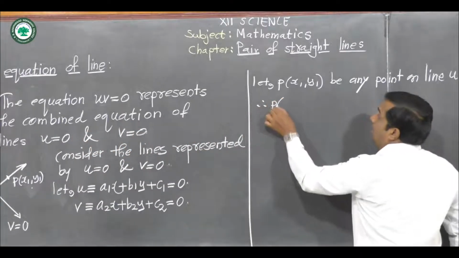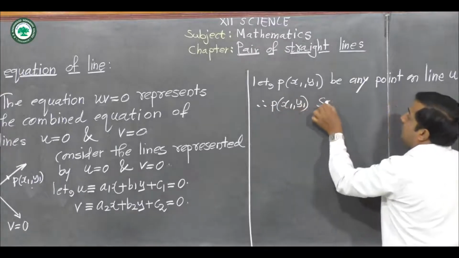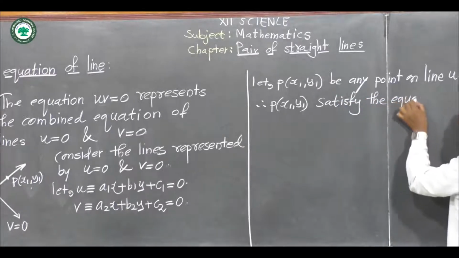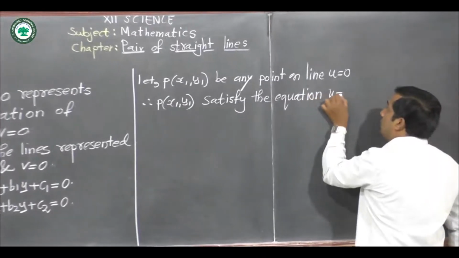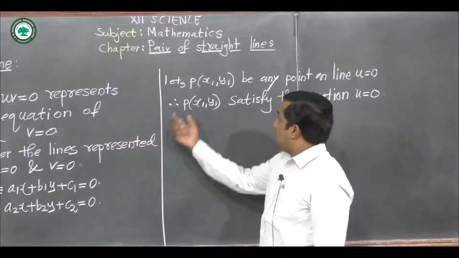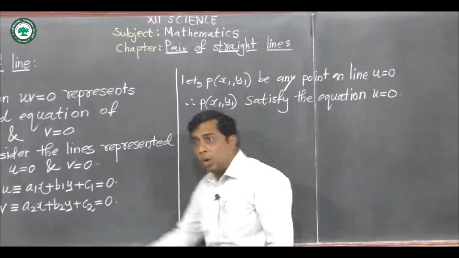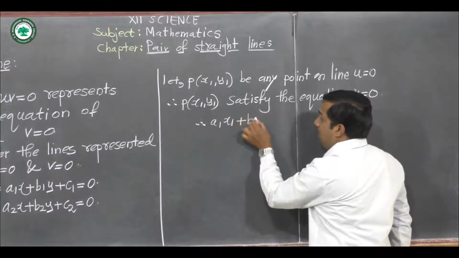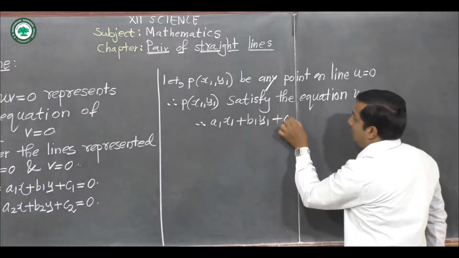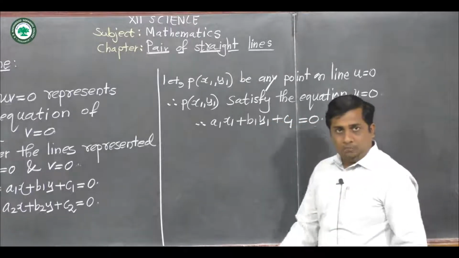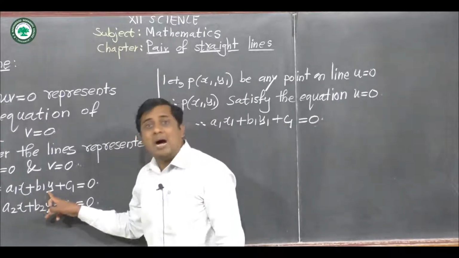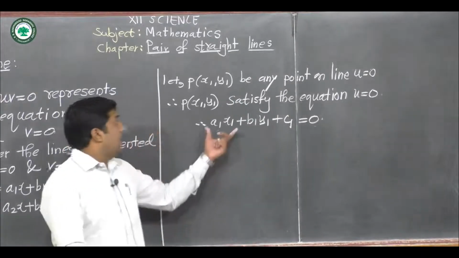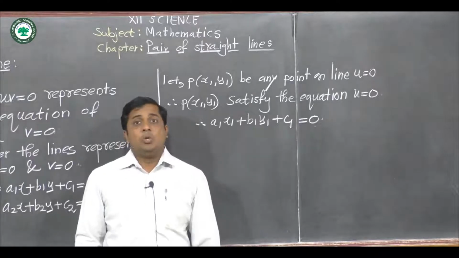Therefore P of x1, y1 satisfies the equation u is equal to 0. If this point satisfies the given equation u is equal to 0, then a1 x1 plus b1 y1 plus c1 is equal to 0. That is, we replace x and y by x1 and y1. Now we know a1 x1 plus b1 y1 plus c1 is equal to 0.